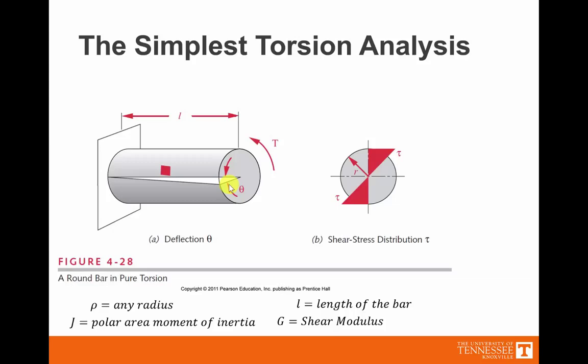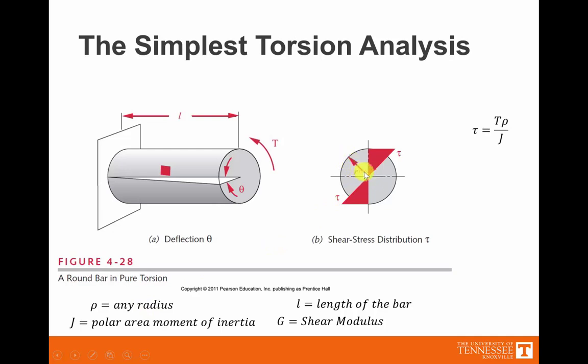And a couple things are important here. First off, we're going to be producing shear stress, not normal stress, and the shear stress is going to be maximum on the outside rim of the part. Okay. So a couple definitions, we'll call L the length of the bar, we'll call G the shear modulus, J is the polar area moment of inertia that we just discussed, and rho is anything from 0 to r. It's any particular radius within it.